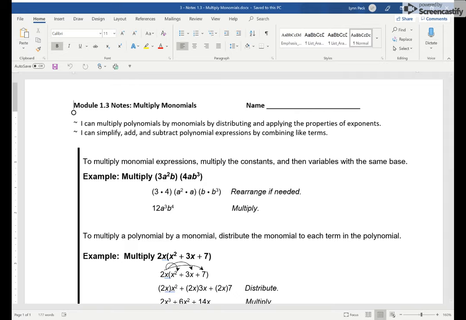Today we're taking notes on module 1.3, which is multiplying monomials. So we're going to be multiplying single terms by single terms and then single terms through binomials or trinomials or larger term polynomials. So we're going to be working with our exponent properties from middle school and also the distributive property that you guys learned and practiced in middle school. So let's just jump to the examples.